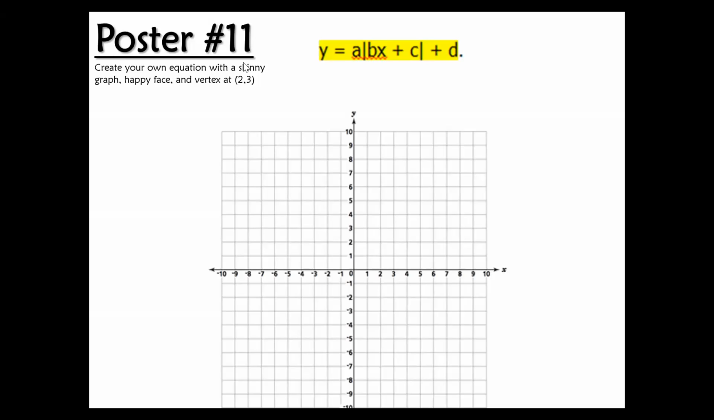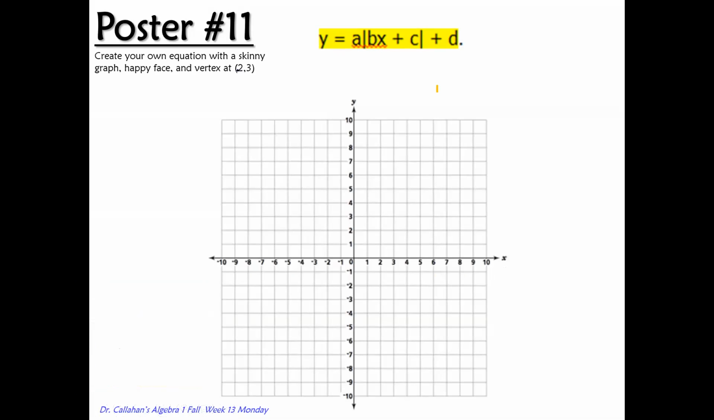Okay, so then on poster number 11, it's asking you to create your own equation with a skinny graph, happy face, and a vertex at 2, 3. So I'm going to go ahead and create mine, and mine is going to be something that looks like this. I know that if the vertex is going to be at 2, 3, that means D is going to be a positive 3, C is a negative 2, and if it's a sad face, it's going to be a negative A, and if it's skinny, that means it has to be a bigger number than 1. Okay, so those are my criteria. So I'm going to say y is equal to negative 3 absolute value of x minus 2 plus 3. And then when you're done with yours, go ahead and graph it.